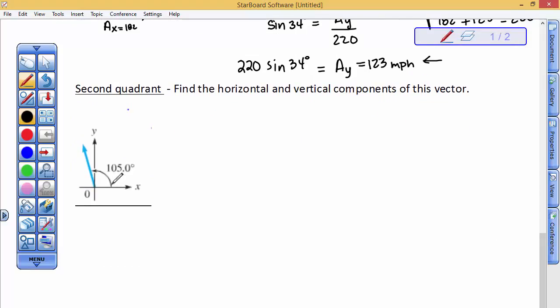If I'm going to let this blue line be representative of a vector whose magnitude is 136 miles per hour, but I'm just not going to put that on there right now.